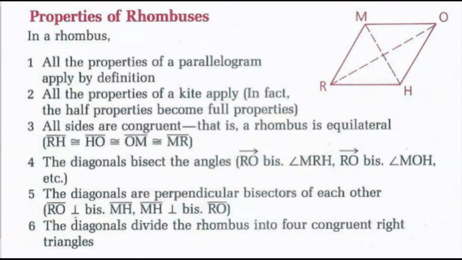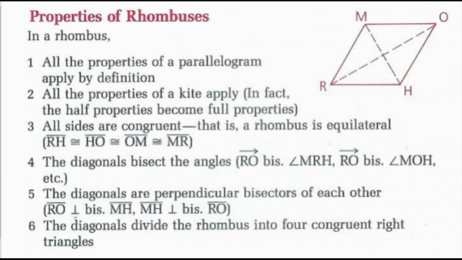Now looking at properties of rhombuses. So in a rhombus, all the properties of a parallelogram apply by definition. So again, the opposite sides are parallel, the opposite sides are congruent, the opposite angles are congruent, the diagonals bisect each other, then any pair of consecutive angles are supplementary. All the properties of a kite apply, and the half properties of a kite actually become full properties.